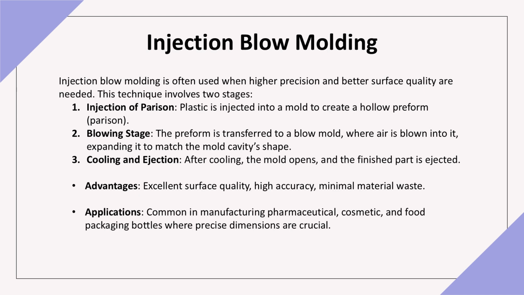Injection blow molding is used for precision items with excellent surface quality. Injection of parison. Plastic is injected into a mold to create a preform. Blowing stage. The preform is expanded to match the mold. Cooling and ejection. The finished part is ejected after cooling. Applications include pharmaceutical, cosmetic, and food packaging bottles.